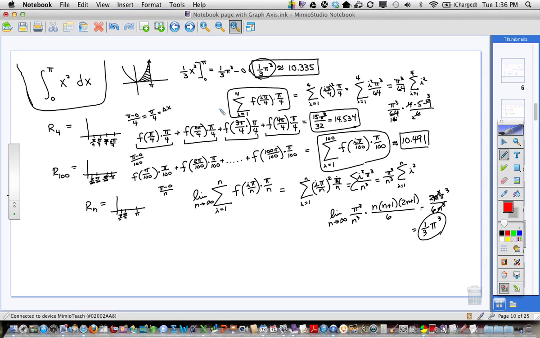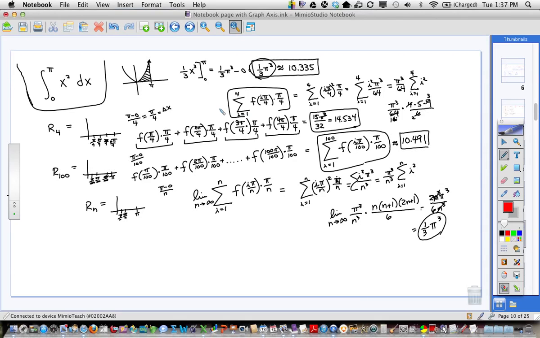It's a rectangle height. f of c sub i is a rectangle height. What's delta x? Rectangle width. When you multiply height times width, what do you get? Area. So this times this is the area of a bunch of rectangles. What's the sigma do? Adds it all up. So the sigma adds up all the rectangle areas. And then what's this do? Makes you have how many? An infinite number of rectangles.